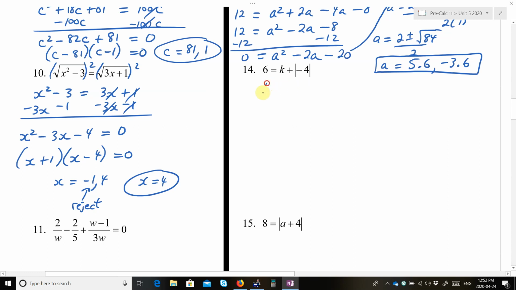All right, number 14, we have 6 equals k plus the absolute value of negative 4, which is 4, and then subtract 4 from both sides, and we get 2 equals k, and we're done.